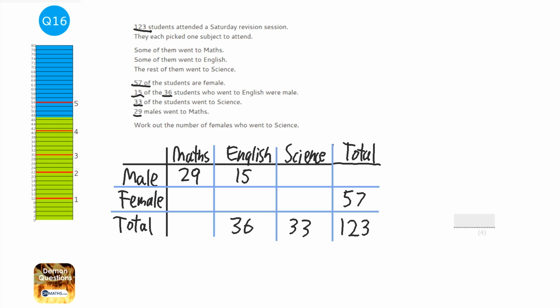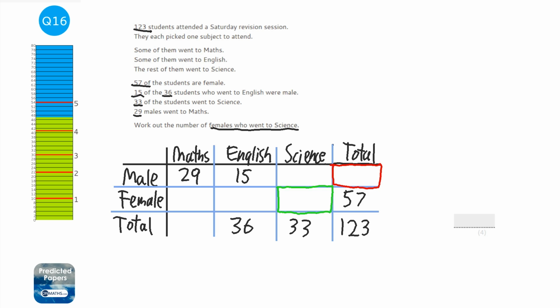Okay, what we asked for, so we're looking for the females who went to science. So if I highlight that, so females who went to science. So we're looking for this one here. Okay, so what you can do with this question is just try and fill out the bits that you can, right? So I'm going to start off with this top one here. Okay, and there's different ways of doing this.